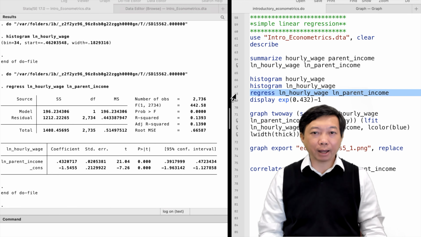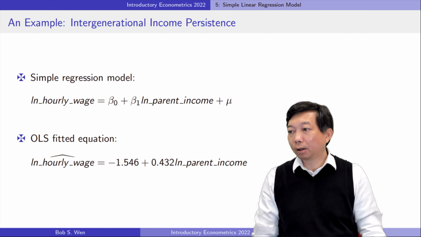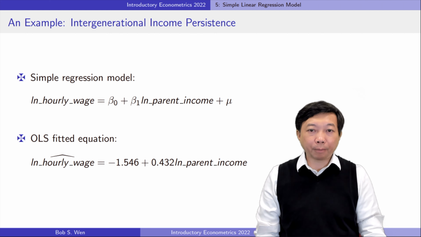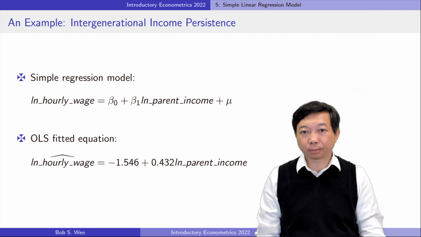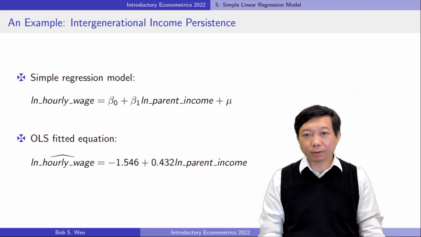I run the OLS regression. The OLS fitted equation is log hourly wage hat equals minus 1.546 plus 0.432 times log parent income, where the intercept and slope estimates have been rounded to 3 decimals. We use the hat sign for the outcome variable to indicate it is an estimated equation. Let's interpret this equation.